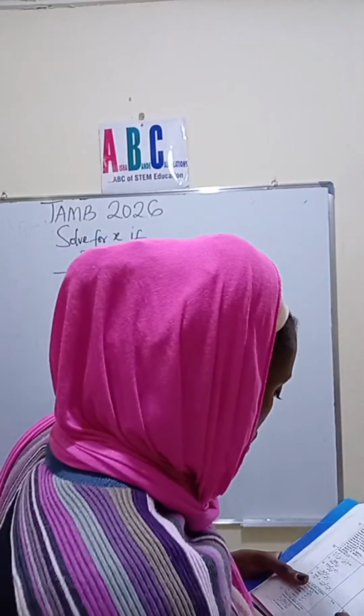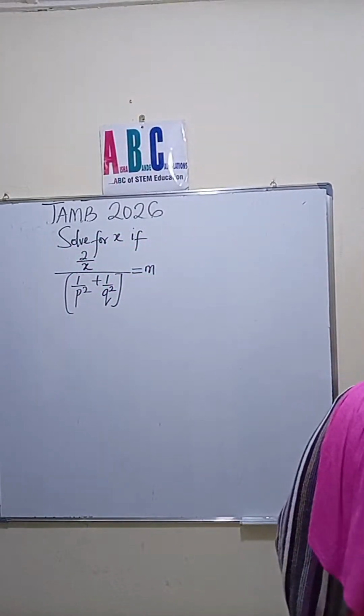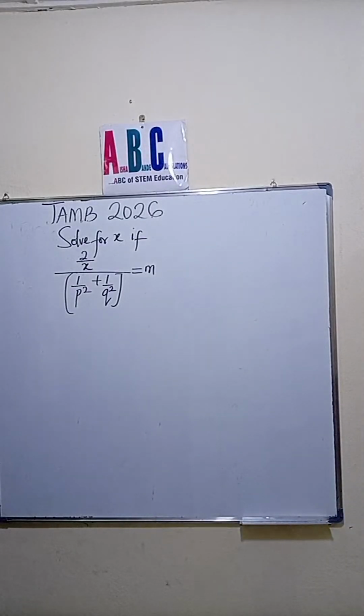Should I give options? Solve for x, 2 over x open bracket all over open bracket 1 over p squared plus 1 over q squared is equal to m. Should I give options?